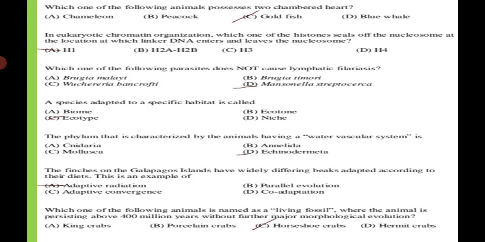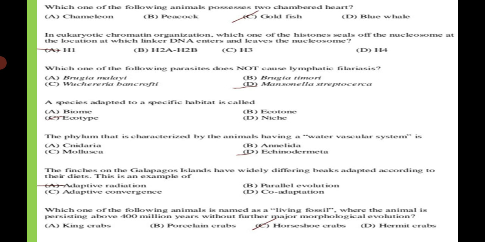Then the next question: which one of the following animals is named as a living fossil, persisting for over 400 million years without further major morphological evolution? The answer is horseshoe crabs. Horseshoe crabs are living fossils, meaning they have existed nearly unchanged for at least 445 million years.